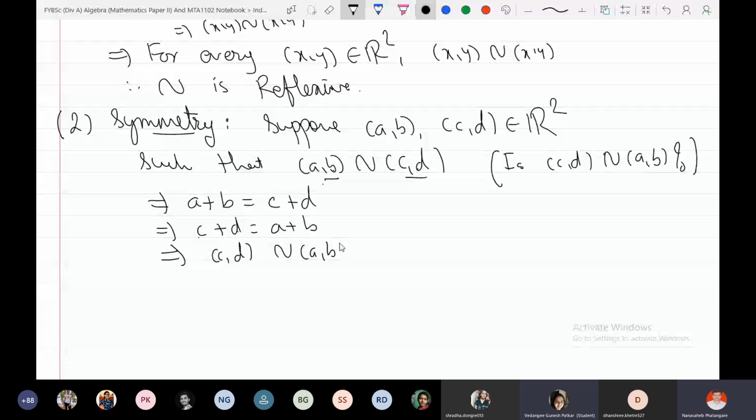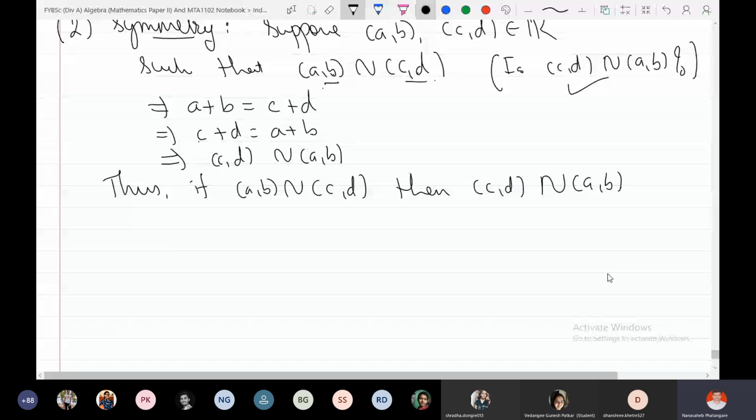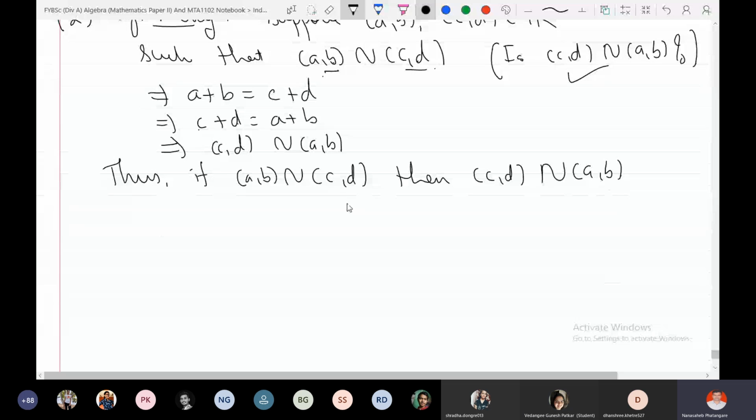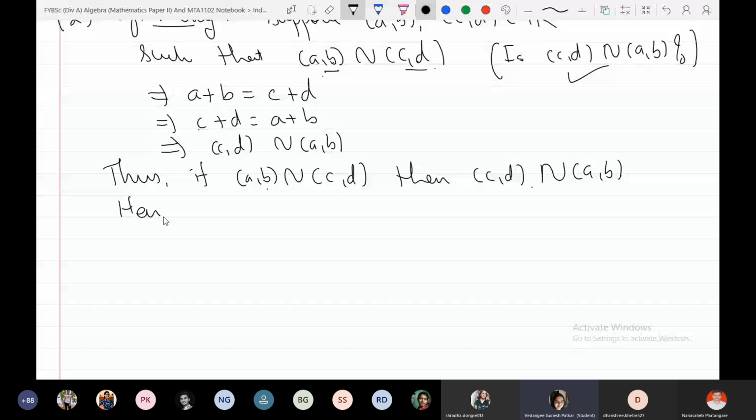Thus, what is the conclusion? If (A, B) is related to (C, D), then (C, D) is also related to (A, B), and this is true every time. Whenever (A, B) is related to (C, D), then definitely (C, D) is related to (A, B). Doesn't matter what pair you selected. If this happens, then this must happen. Hence, R is symmetric.